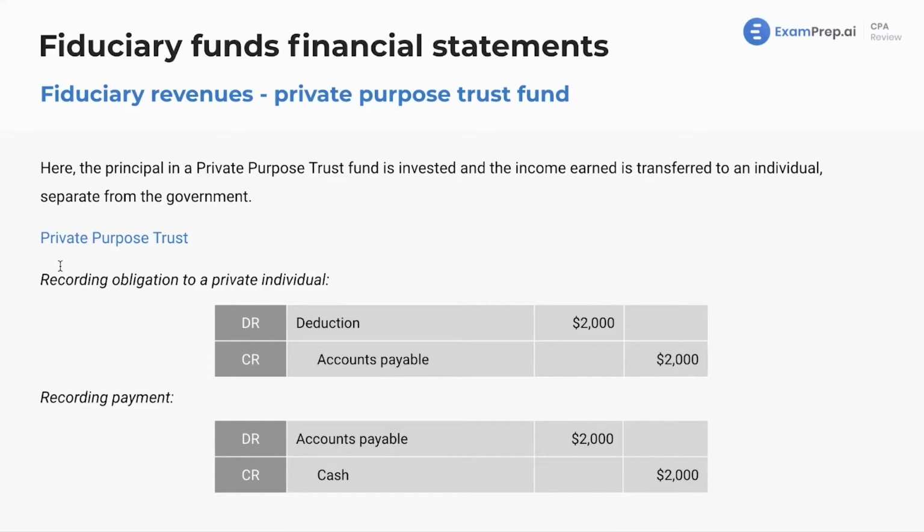So what do we do to record the obligation to a private individual? Here's a journal entry, and when we record the payment, not too important here, just taking a look at it, right? Just getting a little familiarity, but really nothing you're going to have to do. I would bet heavily this is not something you'll have to do.